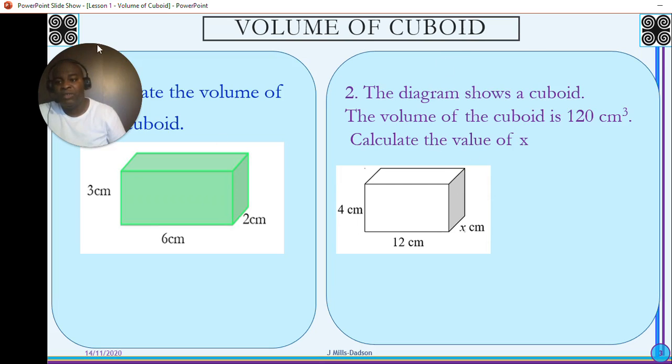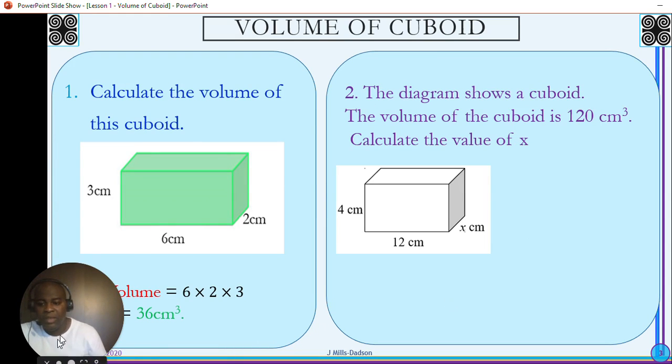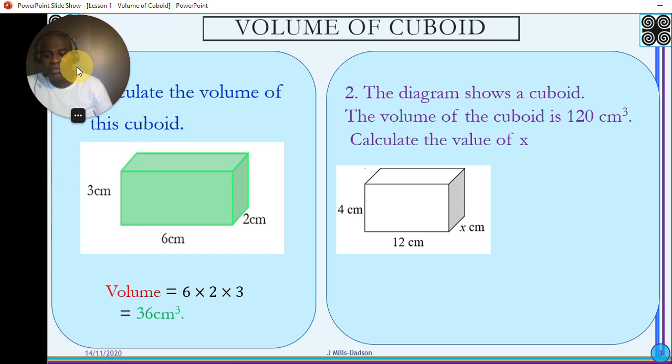So quickly, if we're supposed to work out the volume of this cuboid, you just multiply the length times the width times the height, and that will give us 36 cm cube. Literally, it means that you can pack 36 of 1 cm cube into the cuboid box.